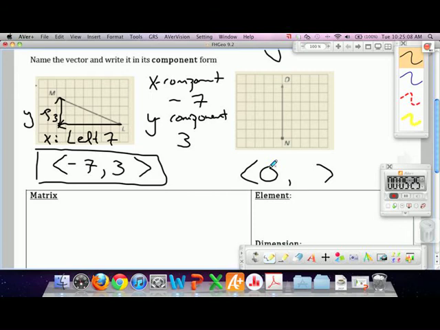It goes up 6. So is that positive or negative? Up is positive. So vector NO is 0, 6. See how I describe that. Notice also, like rays, we describe vectors from tail to head, from start to finish. So the vector NO is different than the vector ON.